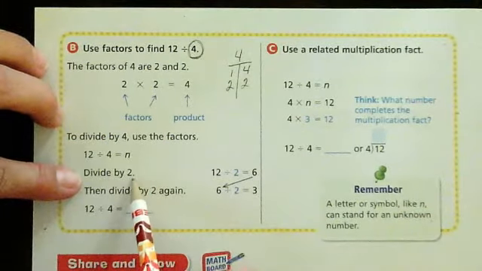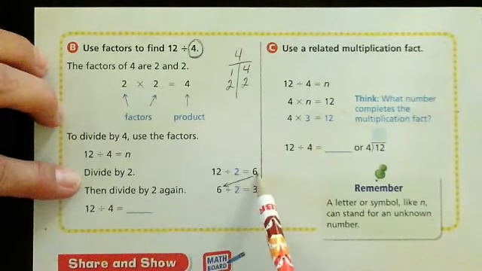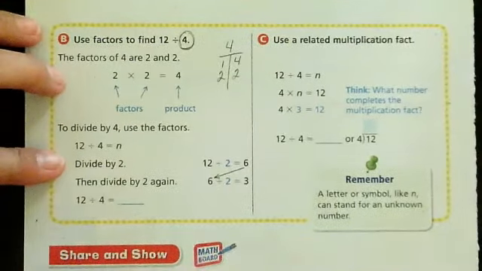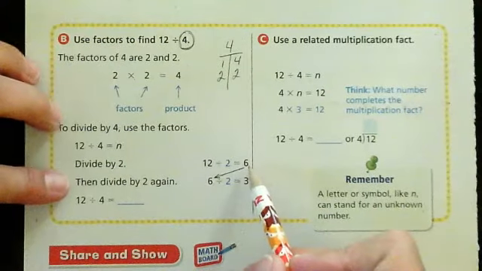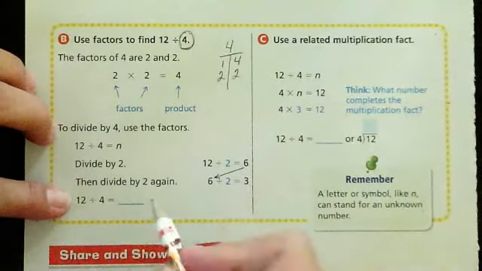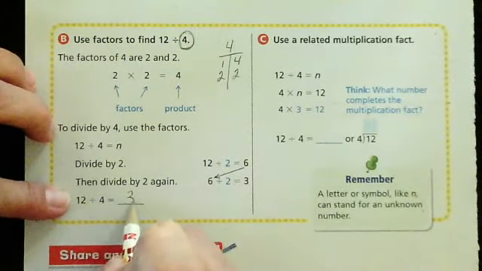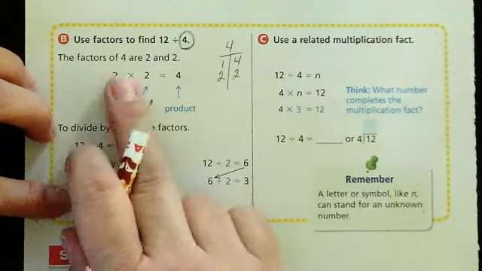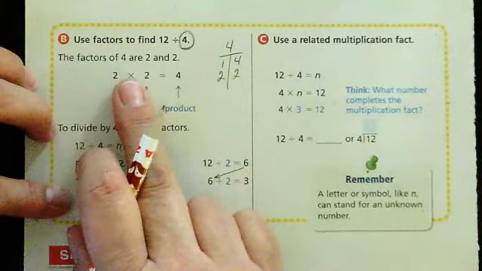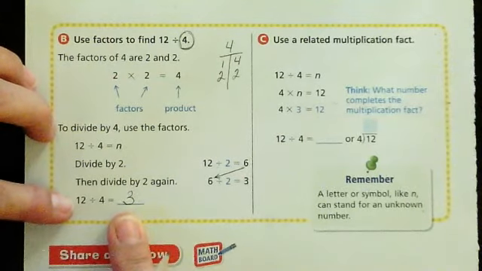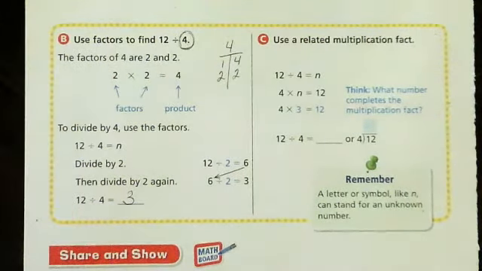I could divide by 2, like 12 divided by 2 equals 6, because I know that if I divide by 2, I'm just looking for half the number. And then I could divide by 2 again. So 6 divided by 2 equals 3. So then I would know that 12 divided by 4 equals 3. So in this one, you're dividing by the factors of 4 to get your answer. It's kind of like repeated subtraction, only it's repeated division because you're dividing by the factors.